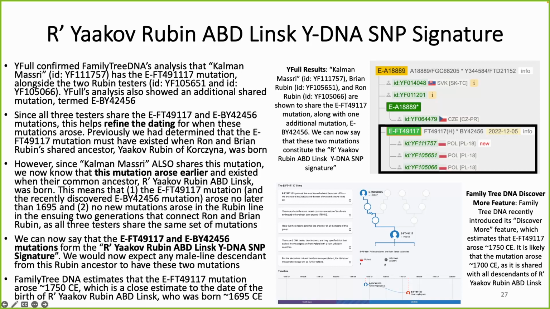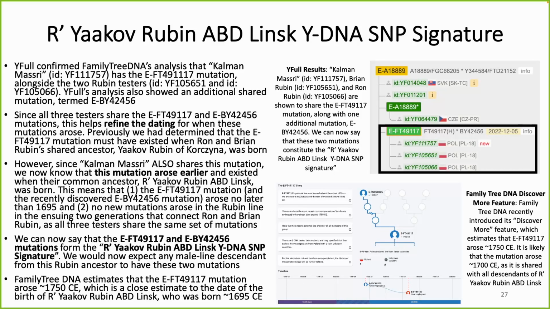But YFOL's information says, actually, these three testers don't just share one mutation that the rest of the testers don't have, but there's a second mutation, and that's separated by this star. They also share this mutation, BY42456. What that means is these three Rubin testers share two mutations that all these other testers don't have. And that's actually very important to know. Not for learning about the Rubin line necessarily, but being able to connect with the other testers who are further back in time from 500 years ago.